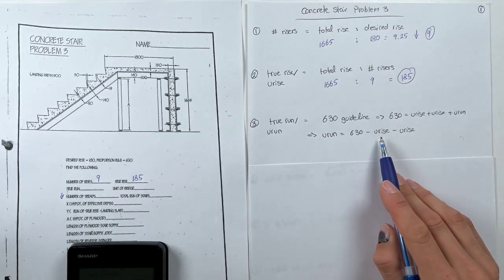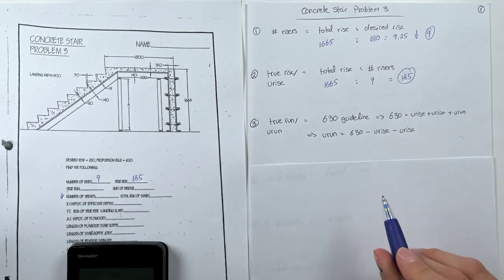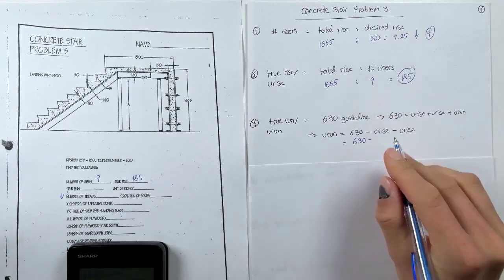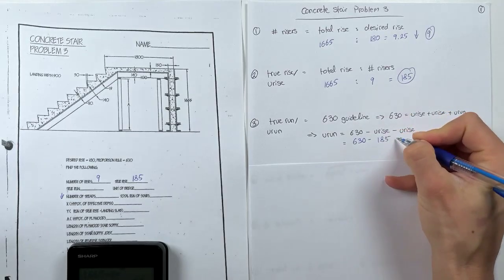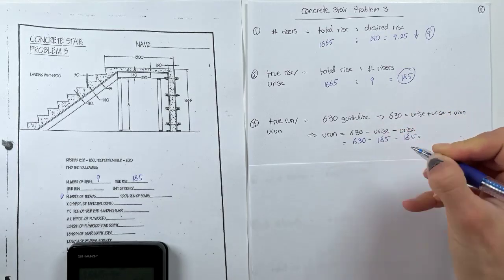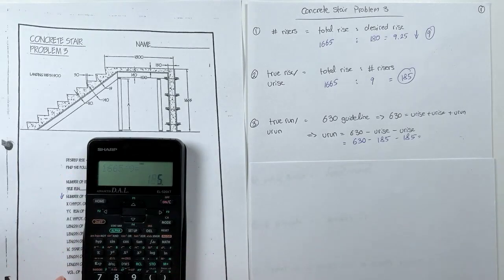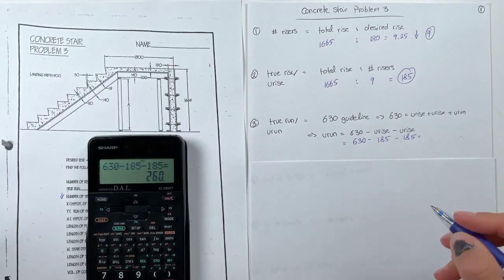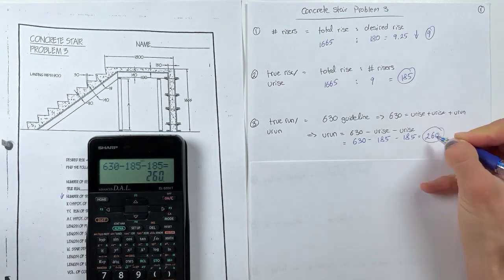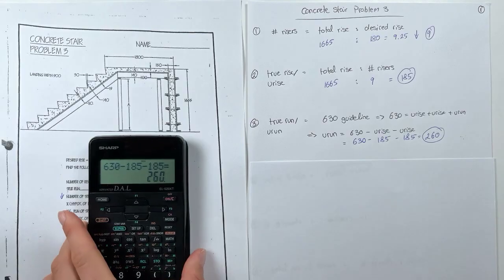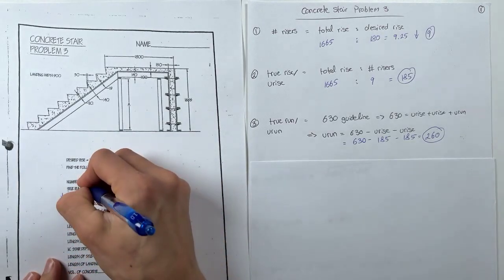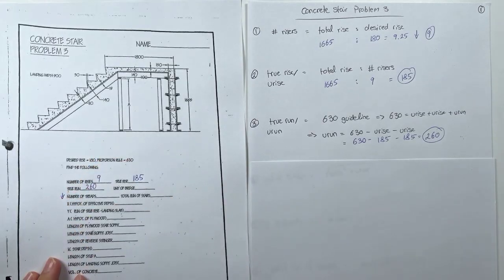It turns into 630 minus twice the unit rise. So let's pop that in here. Unit rise is 185. 630 minus 2 times 185. There you go, 260. That is our unit run or true run that we will use for this worksheet. 260. Perfect.